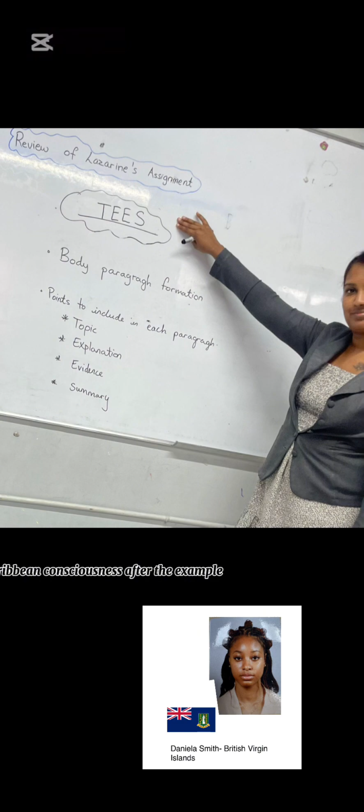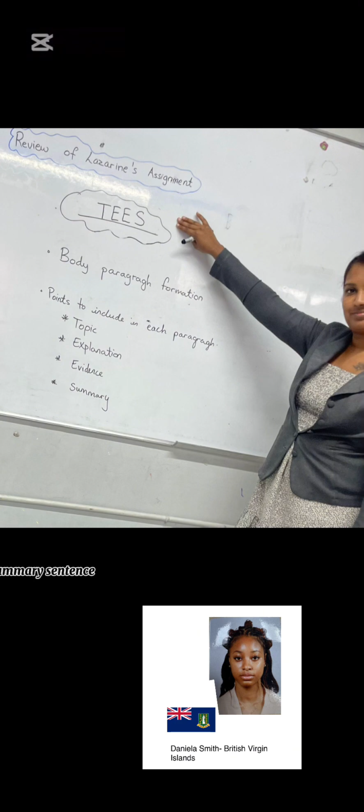After the example, Lazarine should include evidence from a scholarly or credible source to validate her claim. She might cite research or statistics from the Caribbean Tourism Organization, demonstrating the economic benefits of intra-regional tourism and its role in encouraging policy alignment and regional collaboration.